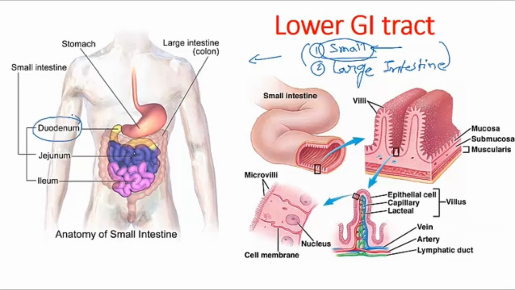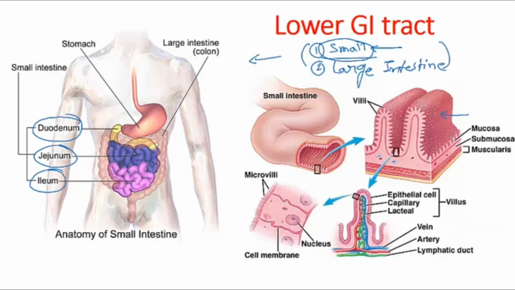Starts with duodenum, yellow color; jejunum, color is purple; and ileum, colored pink here. These are the three different regions of the small intestine. And if you look at the structure of the small intestine, it's very much similar to the structure we saw in the stomach, as per the tissue layers or histological structure, but a little difference as well.